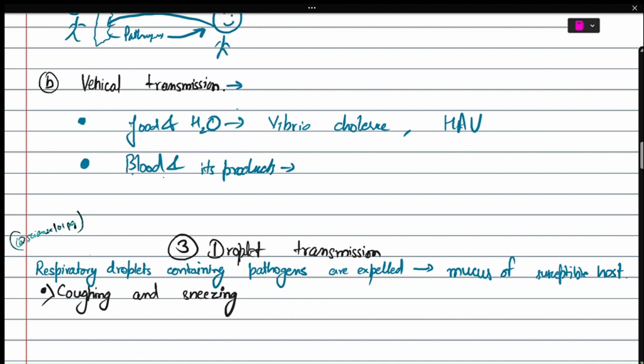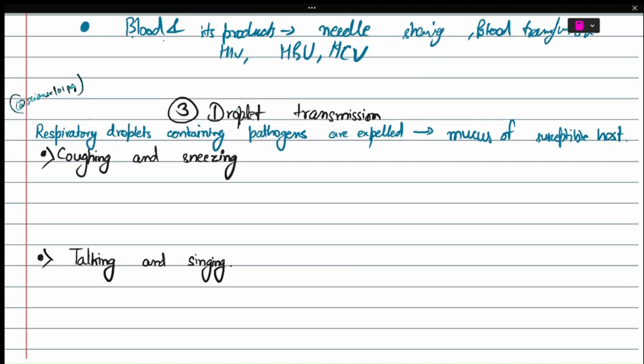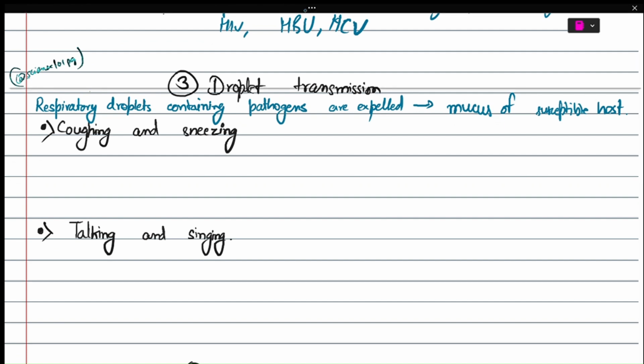Okay, and similarly, another case is that of needle sharing and blood transfusion. I've explained blood transfusion earlier. Now needle sharing works similar to that because one needle can carry a pathogen from an infected person to a healthy individual. And pathogens like HIV, hepatitis B virus, hepatitis C virus, and others can also be transmitted via this mode. Then the third point is droplet transmission.